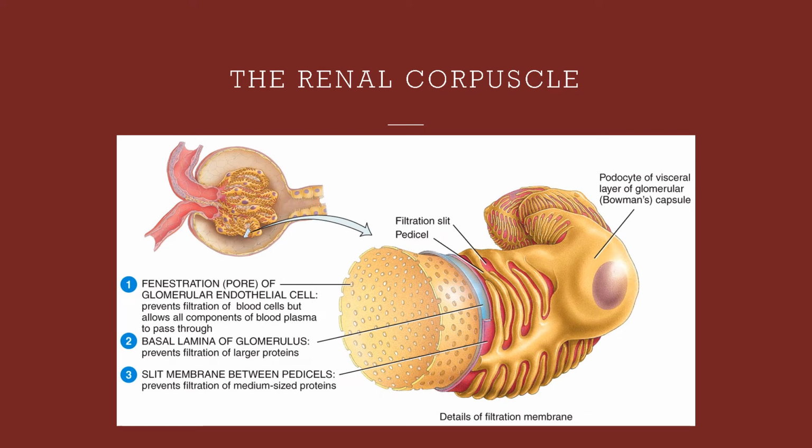So here we can see those three barriers of the filtration membrane. The first one here is the pores of the glomerular endothelial cells. The glomerular endothelial cells are going to be very leaky, and this is because of these large fenestrations. Now the large size of the fenestrations allows all solutes in blood plasma to exit the glomerular capillaries, but it does prevent filtration of blood cells and platelets.